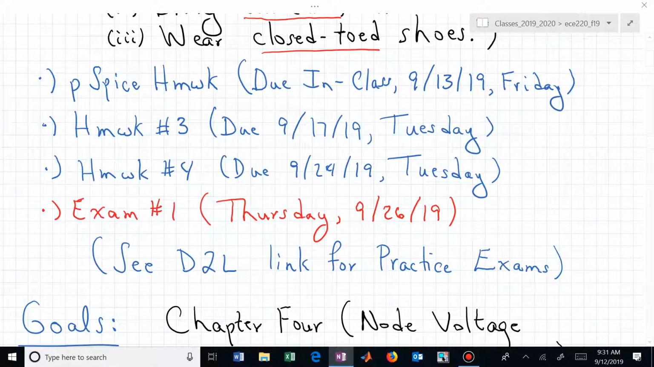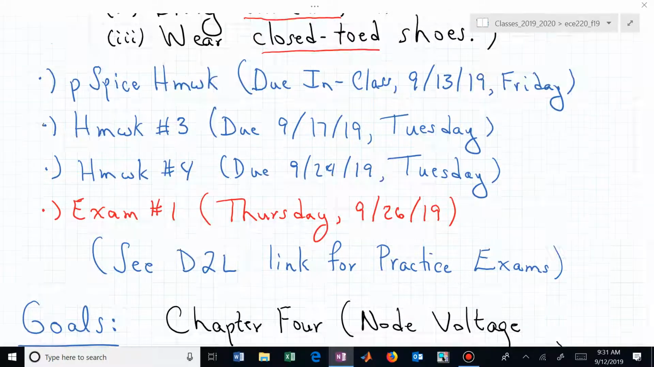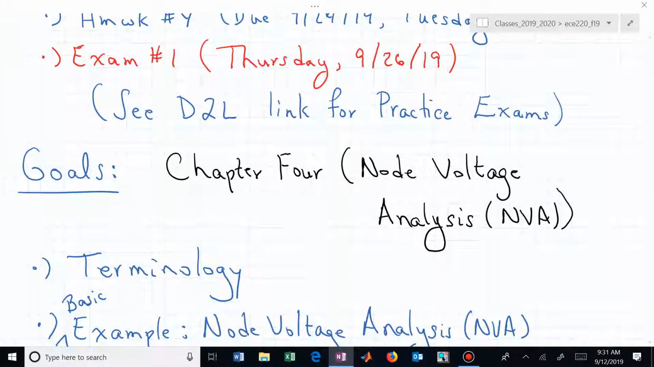Homework 3 is what will be the final material for exam number 1, and that's due Tuesday. Homework 4 hopefully will become available soon, but we'll be talking about that topical material or information today in Chapter 4. Exam 1, if you want help, go to the practice exams via the link on D2L.